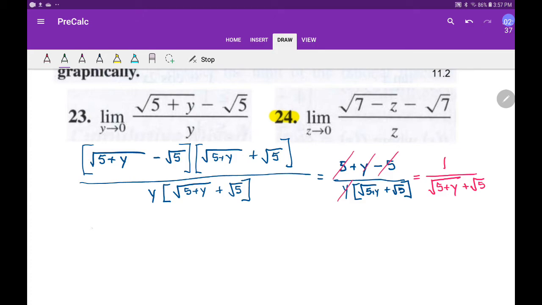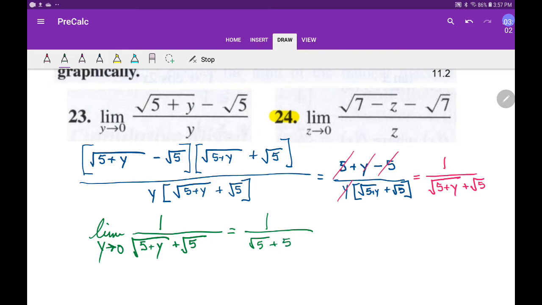Okay, so now I say the limit as y approaches 0 of 1 over the square root of 5 plus y plus the square root of 5. Alright, so when I use direct substitution here, I get the square root of 5 plus the square root of 5. And that's 2 square root of 5. And then just to fix things up, square root of 5 over 10, when I multiply top and bottom by the square root of 5. And that's not illegal at all, and that is the limit.